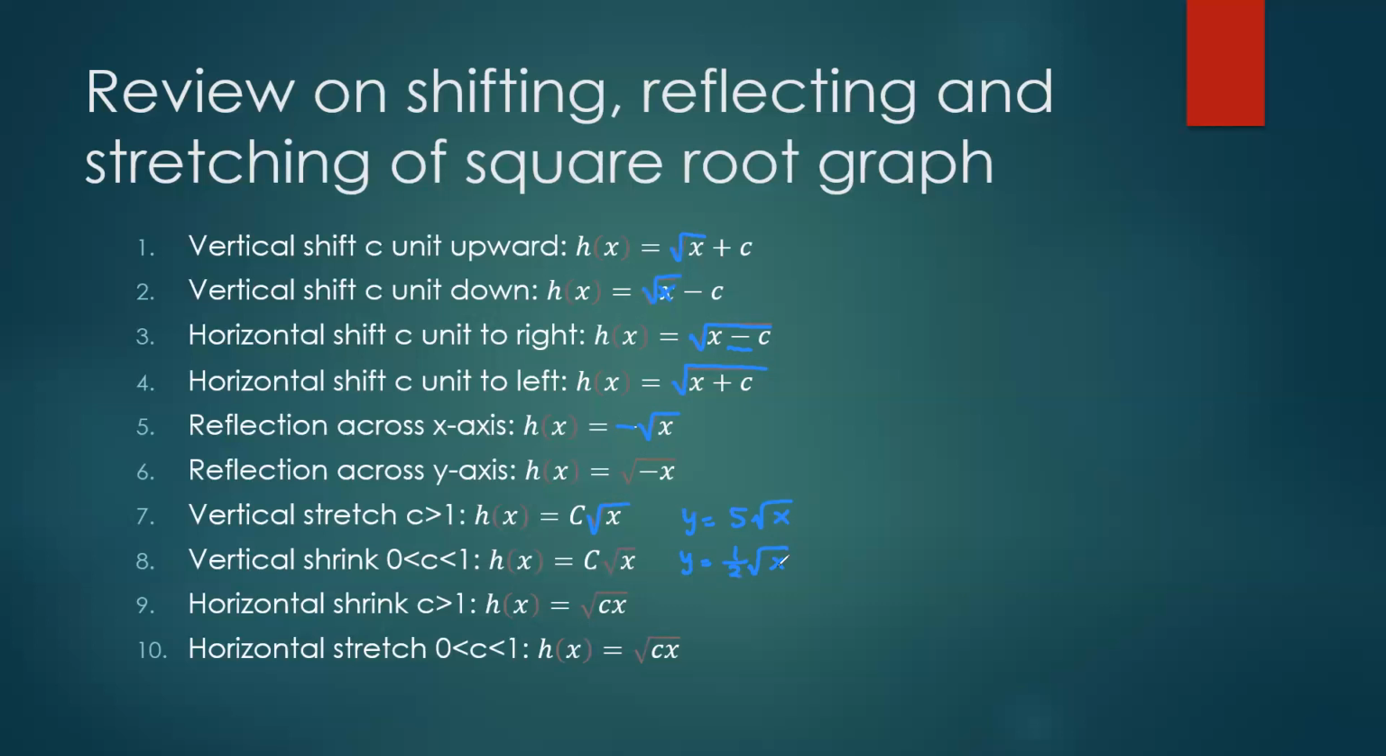Okay. And then this one is a horizontal shrink where c is greater than 1. If the number is inside the square root, for example, if it was y equals the square root of 5x, now you can't just take out the 5 and put it outside the radical. If it's inside the radical, then it is a horizontal shrink. And if it's still inside but less than 1 and greater than 0, like 1/2, it is a horizontal stretch.